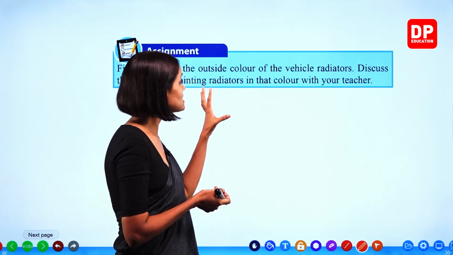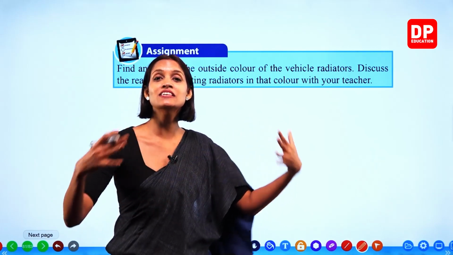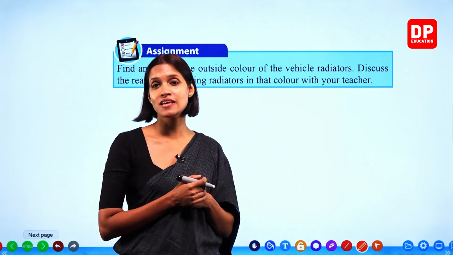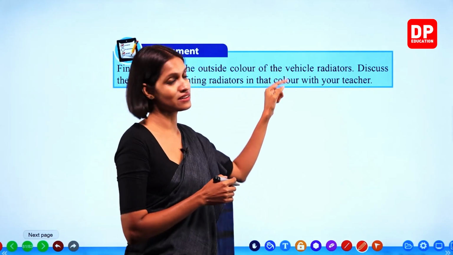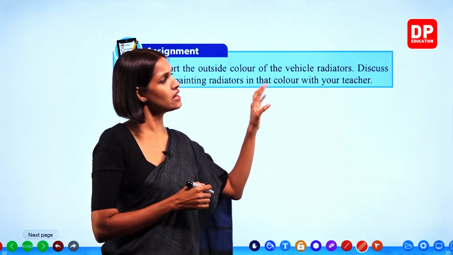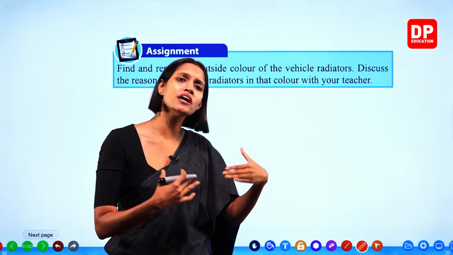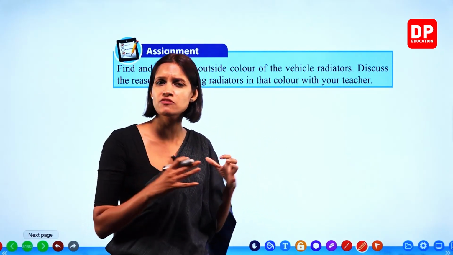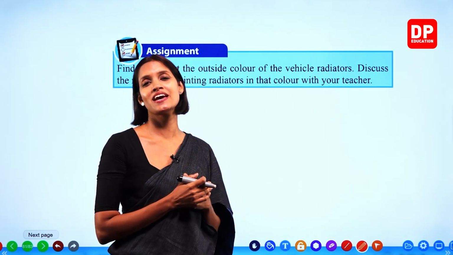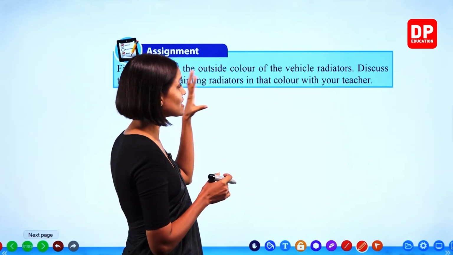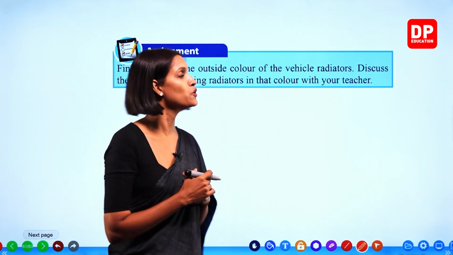So, radiator is another part fixed to the vehicle that can radiate this excess heat. So, how does this happen, children? Find and report the outside color of the vehicle radiators. What do you think, children? If the radiator has to radiate or release heat, which colored surfaces can release heat faster? Now you know the black surfaces can release heat faster. Therefore, the outer surfaces of radiators are colored in black. Okay?